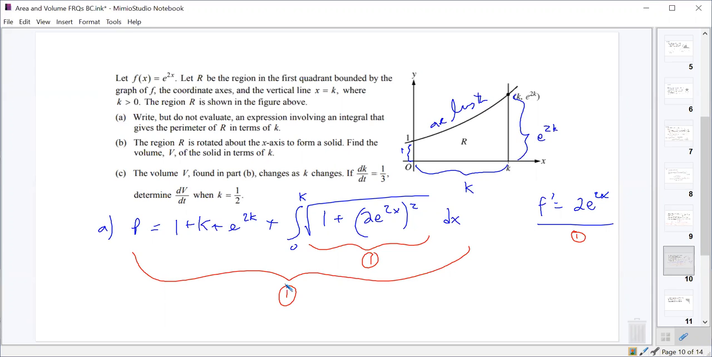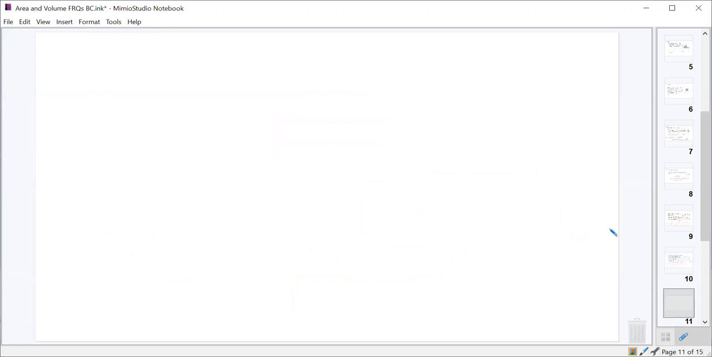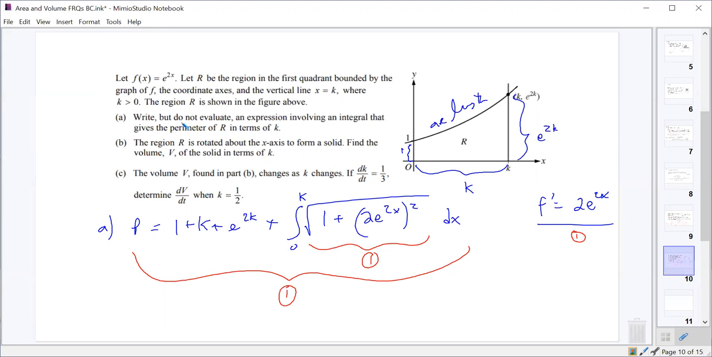All right. Part B then tells us that the region is rotated around the x-axis to form a solid. We want to find the volume, so if we're going to rotate that around the x-axis, that's going to give us disks, which should have an area of pi times the radius, which is just our function squared. And we're just going to still do this all in terms of k.